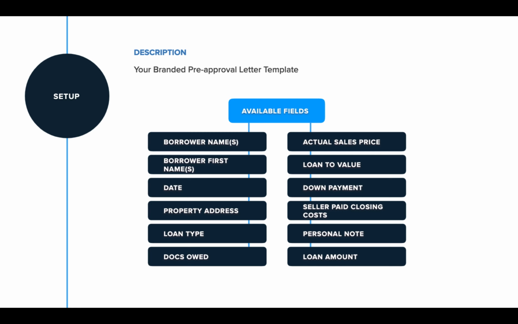We have the actual sales price of the home, loan to value ratio, down payment, which is set in dollar amount. We don't currently support a down payment in percentage on the pre-approval letter. We support seller paid closing costs, a personal note, and the loan amount as well. You can always refer back to this webinar to see the fields. I'll also be showing you where these are located directly in your Floify account.